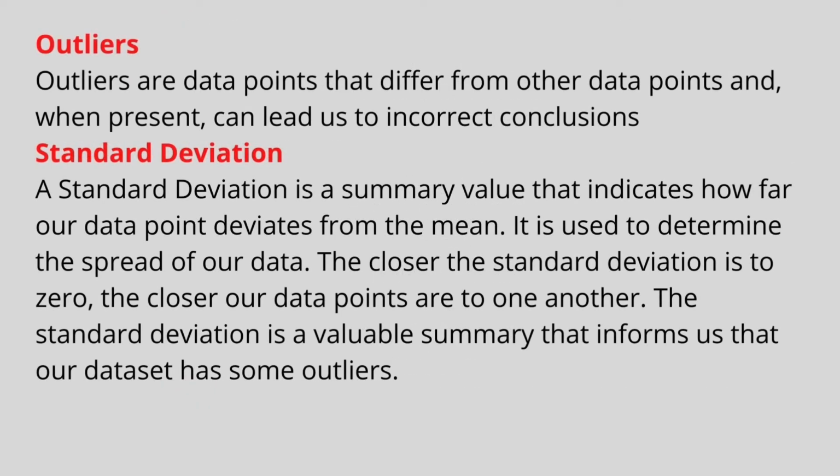Next important terms used in statistics are outliers and standard deviation. Outliers are the data points which differ from the other data points, and if they are present in your data, they can lead us to incorrect conclusions. While standard deviation is a summary value that indicates how far our data points deviate from the mean. It is used to determine the spread of our data. The closer the standard deviation is to 0, the closer our data points are to one another. So the standard deviation is a very valuable summary that informs us that our data set has some outliers.